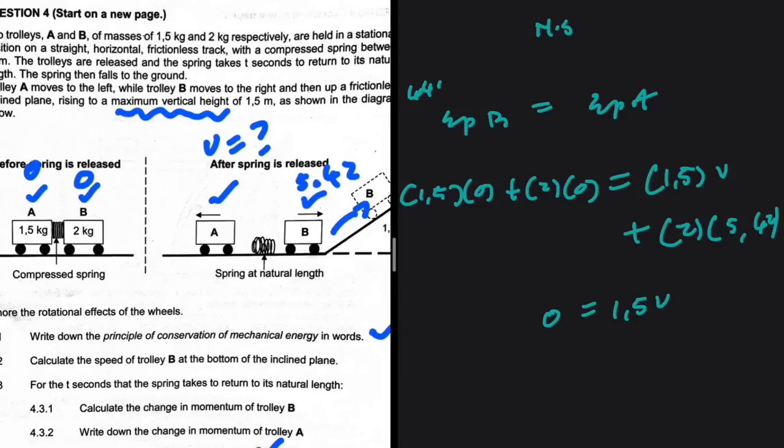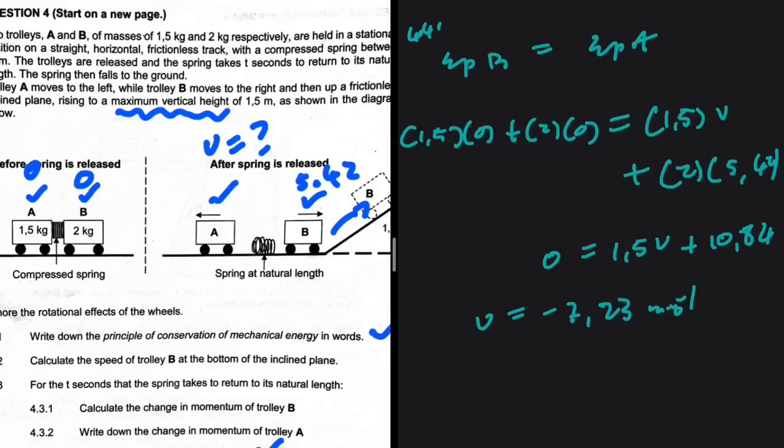2, not 1 point something. So 0 is equal to 1.5v, and I've already written it there. So here I'm supposed to have plus 10.84. v is equal to 10.84 divided by minus 1.5. This is equal to minus 7.23 meters per second. We're looking for the speed, so let me just say 7.23 meters per second and not worry about the direction.